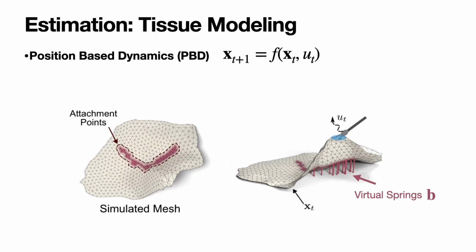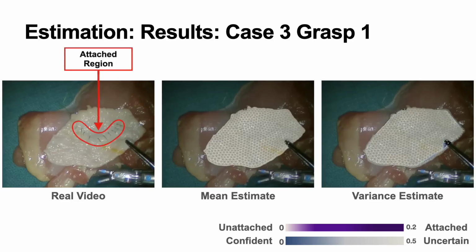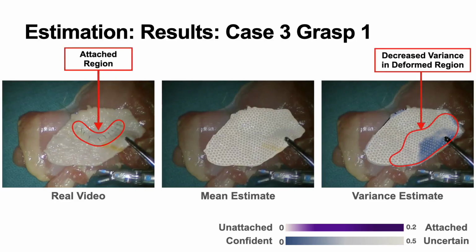We model our boundary attachments as springs of varying strengths that attach the tissue to virtual particles that are fixed in the environment. We use an extended Kalman filter to probabilistically track these boundary attachment parameters. The key component of computing these updates involves computing the Jacobian matrix, J, which we efficiently compute by leveraging our differentiable PBD simulation. We demonstrate our estimation method on real-world experiments.